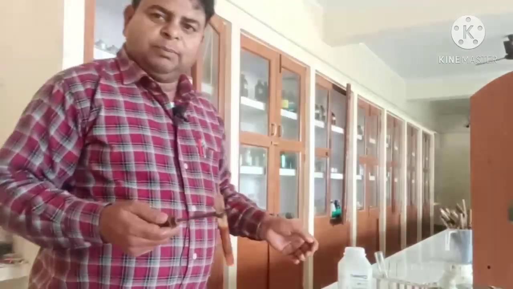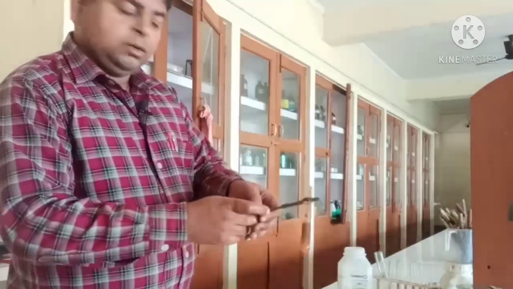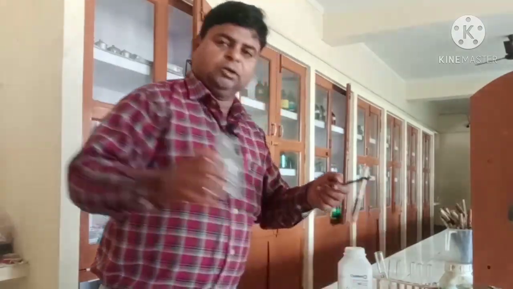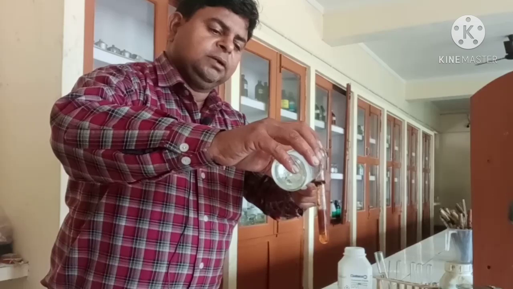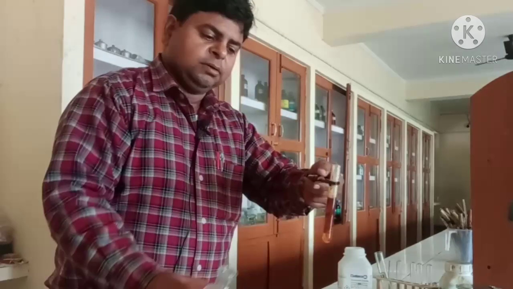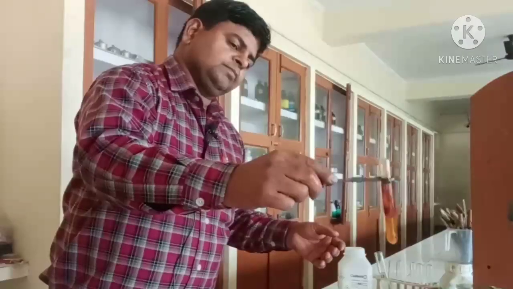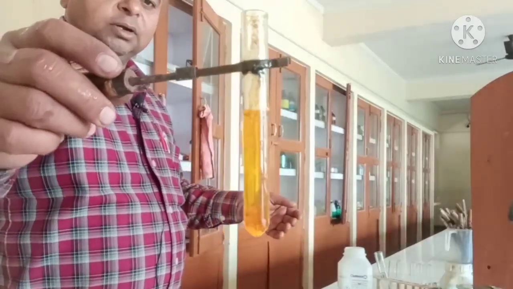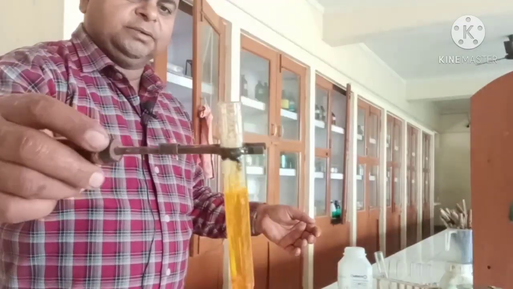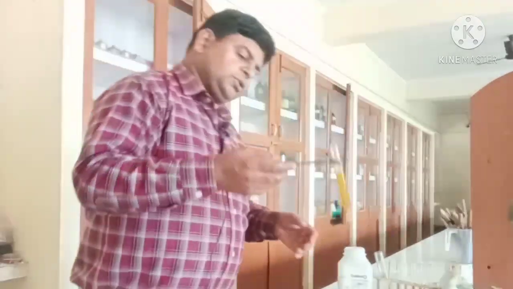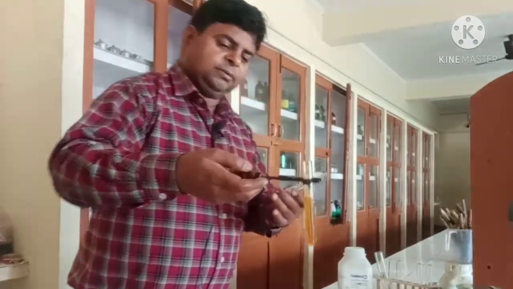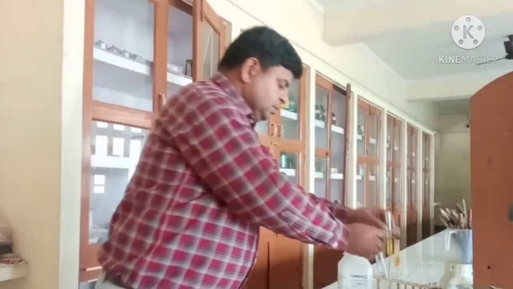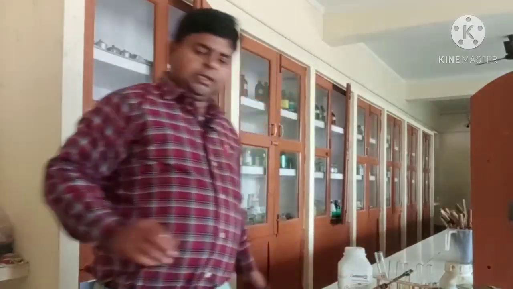So, dissolve the precipitate in dilute HCl. On addition of dilute HCl, the precipitate gets dissolved and a clear solution is obtained. Now, divide this solution into two parts, and we can test for Fe3+ ion.